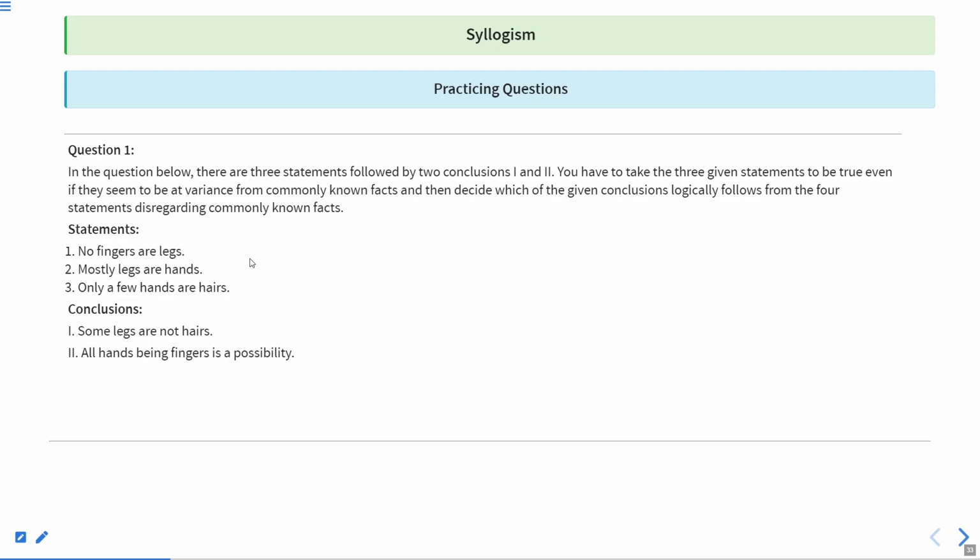So students, as you all remember, we have studied the important aspects of syllogism in our previous lecture series, and we have discussed what exactly the meaning of syllogism is, what the concepts are, and what the different types of syllogism are.